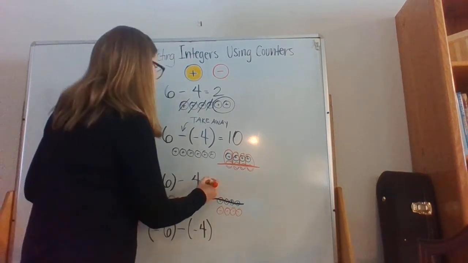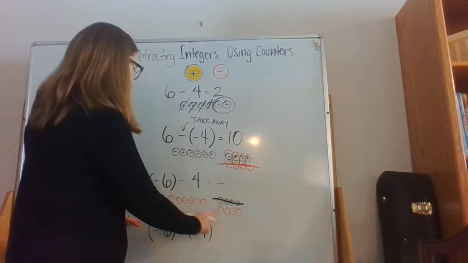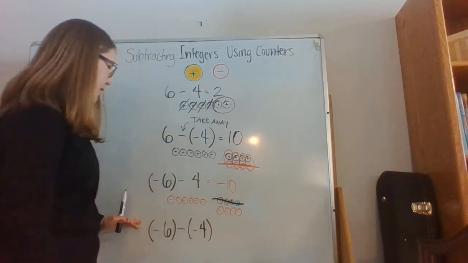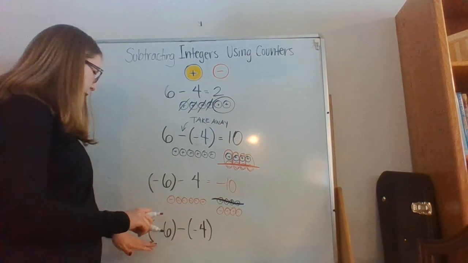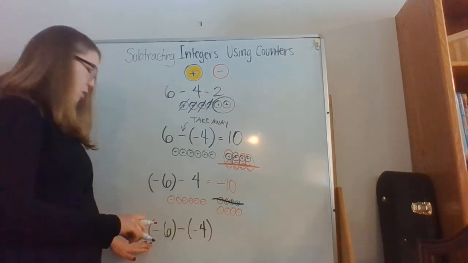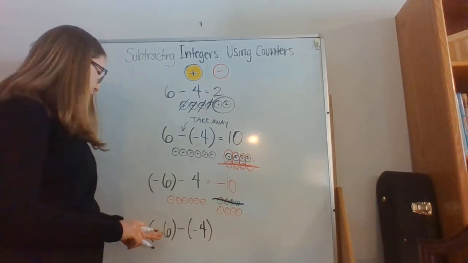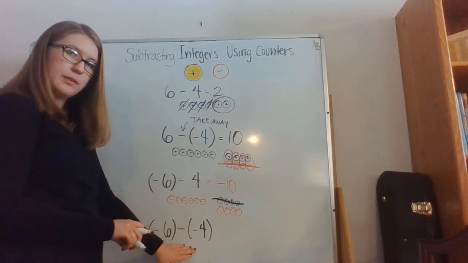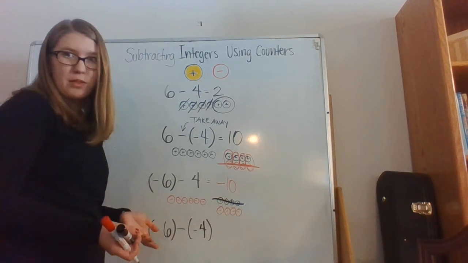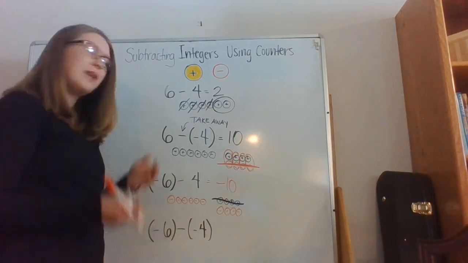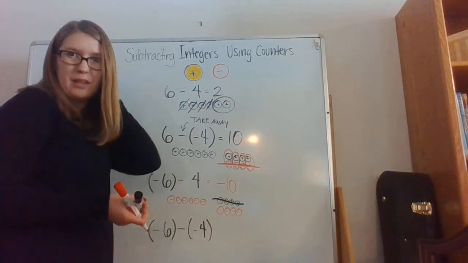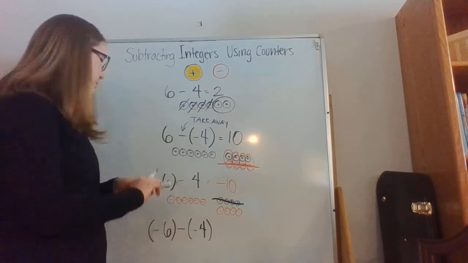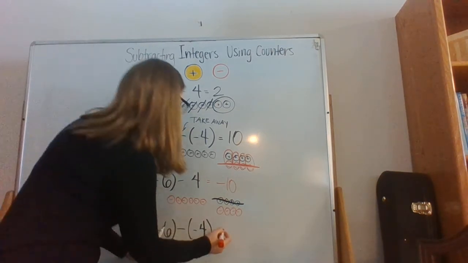So now my answer is 6, 7, 8, 9, 10. 10 negatives, or negative 10. Now here I have all of the possible minus signs, subtractions. So I have negative 6 minus a negative 4. This is why it's nice to use parentheses. They are not required, but it's nice to use parentheses because it helps you see which signs go with which numbers. So I'm going to start with negative 6.